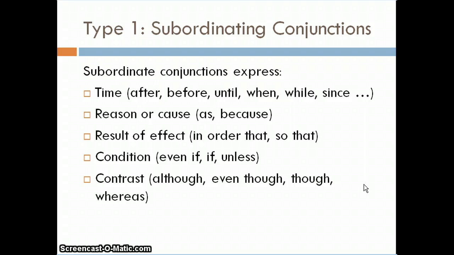They can express a condition, and some examples include even if or unless. And they can also be used to express contrast. So subordinating conjunctions include although, even though, whereas. And these are just some of the examples of subordinating conjunctions.